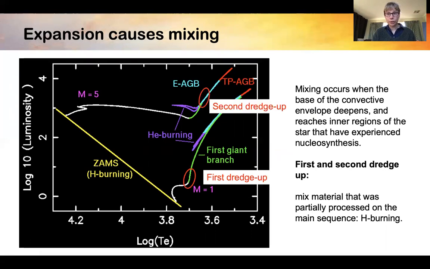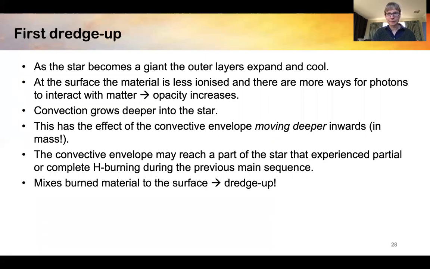We also have a second dredge-up. I won't discuss this quite as much, but it takes place after core helium burning, and it only changes the composition of more massive stars over 4 solar masses. First dredge-up we think takes place in all stellar masses, certainly for the mass range I'm talking about here. And we think it takes place when the star first ascends the giant branch, so at the base of that first giant branch. And we'll talk about that later.